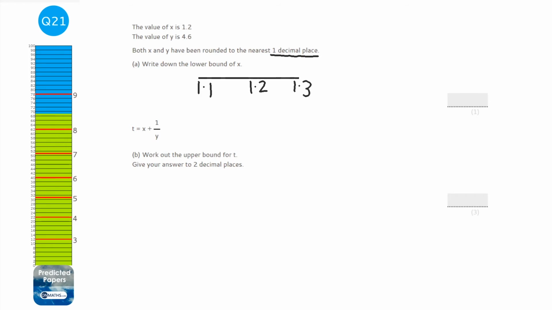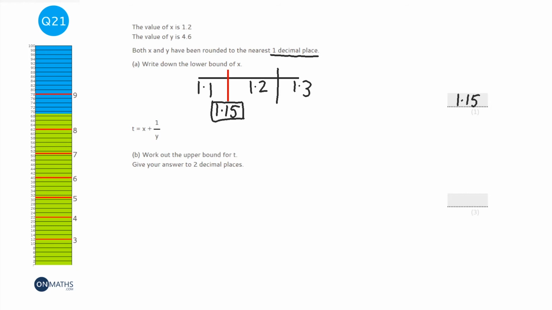So the next thing to ask yourself is, where's the cutoff point? What stopped it from being 1.1? Why did it round to 1.2? So the lowest it could be is halfway between those two numbers, which is 1.15. So that is our lower bound. The upper bound, the higher bound, would be here, which would be 1.25, but we're not asked for that. So 1.15 is the cutoff point.